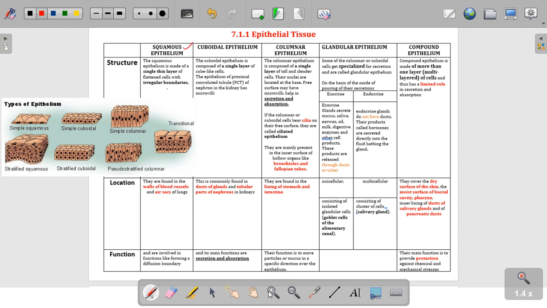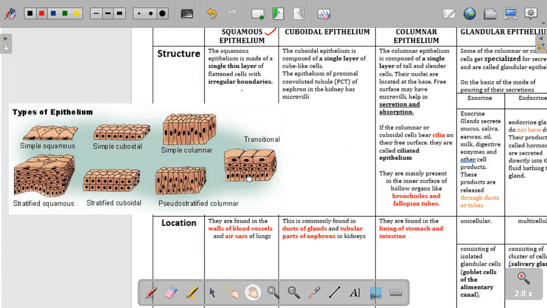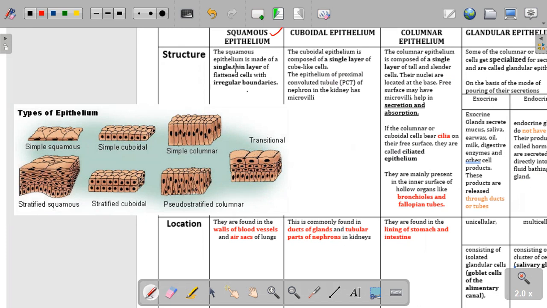I want all of you to observe this one. See, look at this. They are single thin layered. You can see simple squamous epithelium. Only one layer. You can see this. There is no space between the cells, and their boundaries are irregular. They are not a specific shape. The boundaries are irregular in nature.